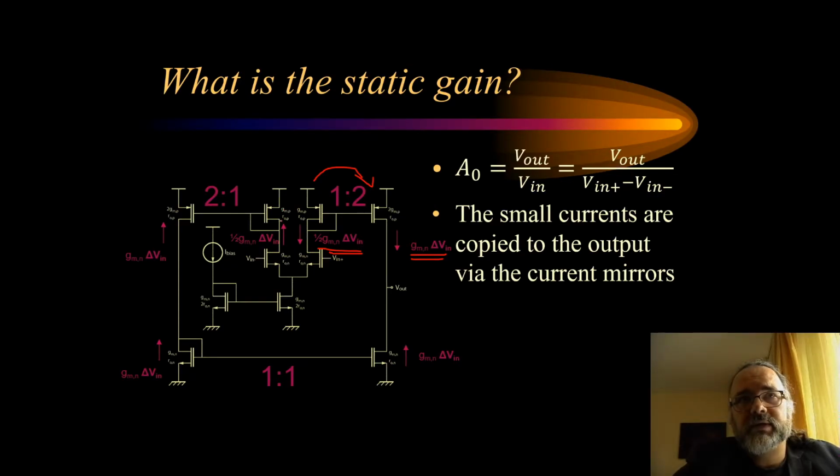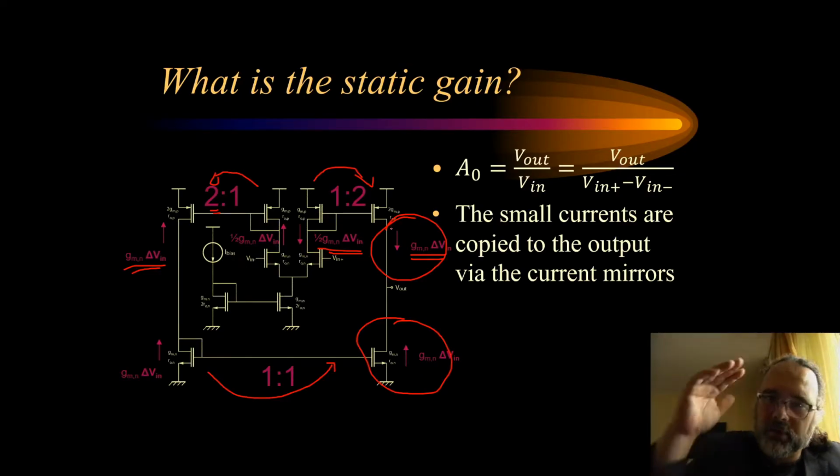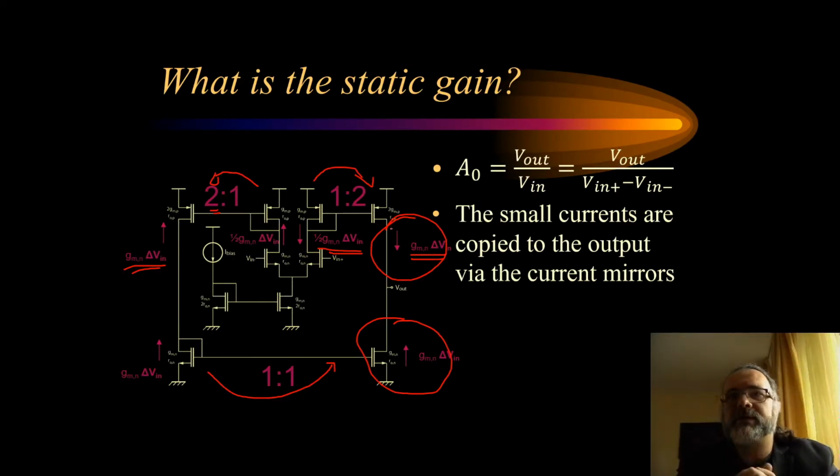So in this direction the current will be copied from here to here, and will also modulate the current in this branch, and it will be GMN delta V in because of this coefficient. This current will be copied with a ratio 1 to 1 by this current mirror, and we'll see this current appearing at the output branch. So now from the top side we have a current that is increasing, and from the bottom side we have a current that is decreasing.